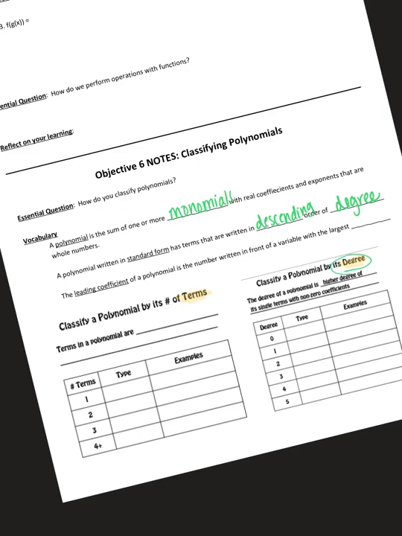The leading coefficient of a polynomial is the number written in front of a variable with the largest exponent. So when we put it in standard form, it will be the very first number you see. Okay, so that vocabulary is going to be very important, and you might want to go back and review that a few times for understanding how to classify polynomials.